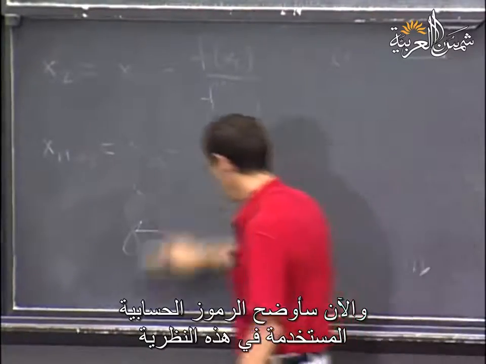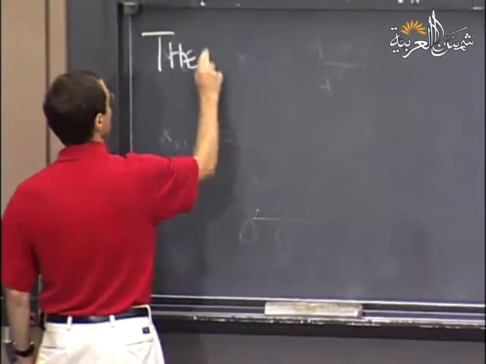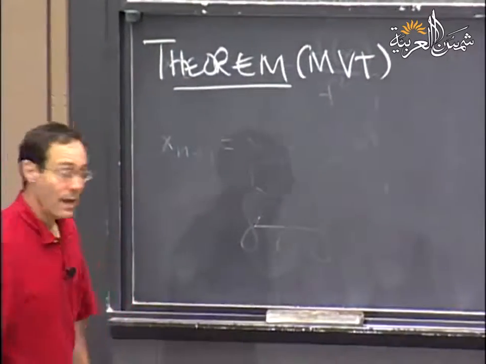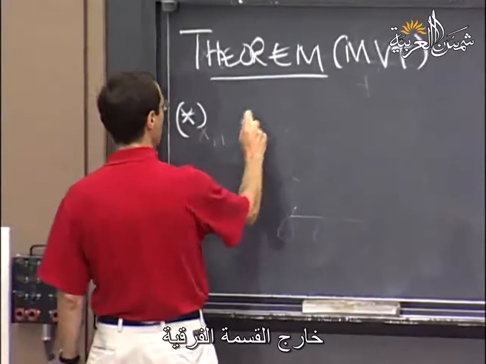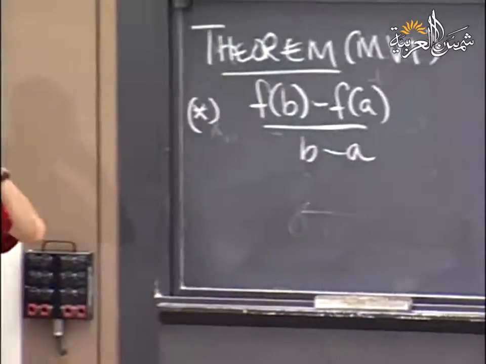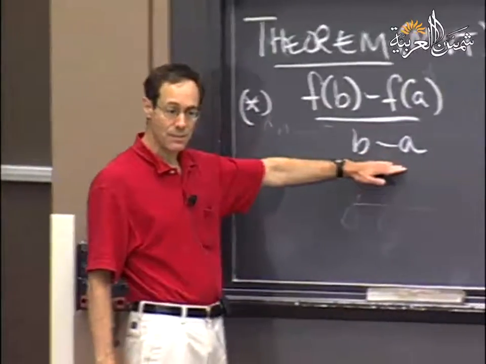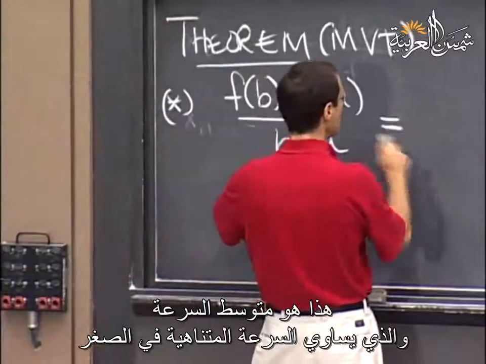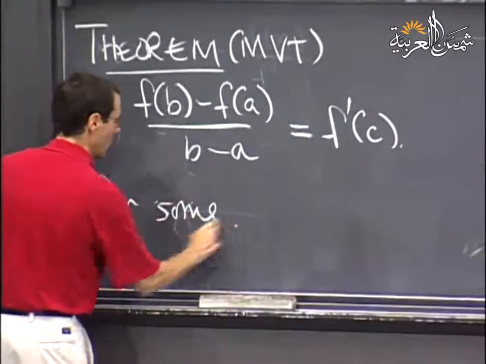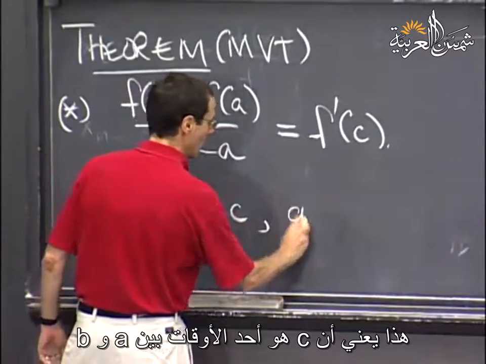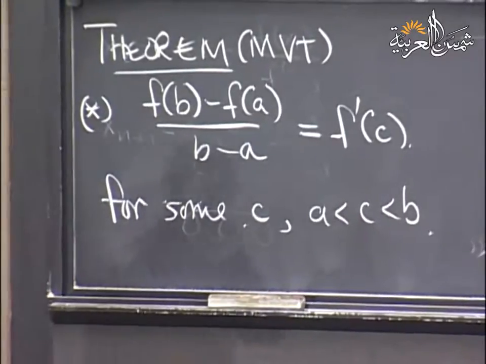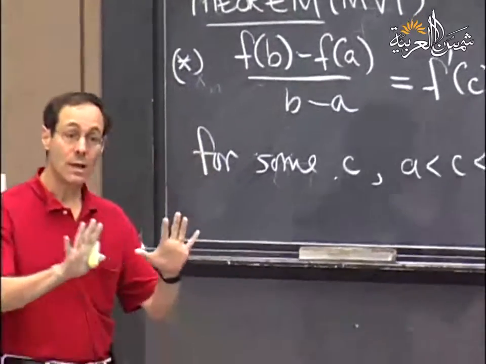All right. So now I'm going to state it in math symbols, the same theorem. And it's a formula. It says that the difference quotient, so this is the distance traveled divided by the time elapsed, that's the average speed, is equal to the infinitesimal speed for some time in between. So some c, which is in between a and b.